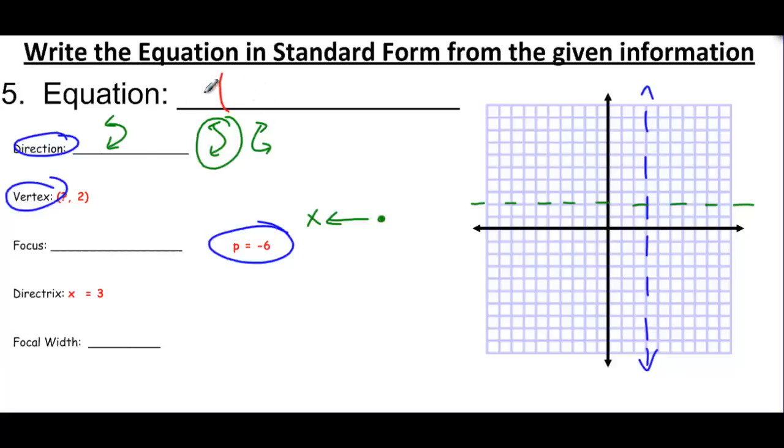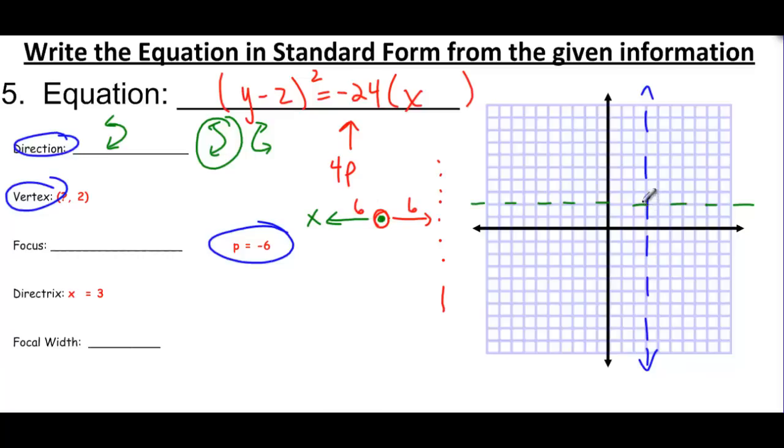So I know this is going to be a left-right, so it's y minus 2 quantity squared equals, again, this is 4 times p. Well, 4 times -6 is -24. But now I need to figure out what goes with my x. Well, again, along this line, I know I have to move left for my vertex to get to my focus, which means the directrix must have been to the right. Okay, which means this has to be 6, this has to be 6.